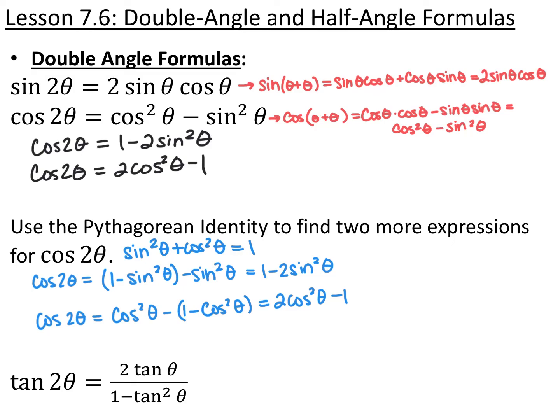Lesson 7.6 is double and half angle formulas. So double angle formulas are when you have a 2 theta inside of your trig function. So sine of 2 theta is equal to 2 sine theta cosine theta.